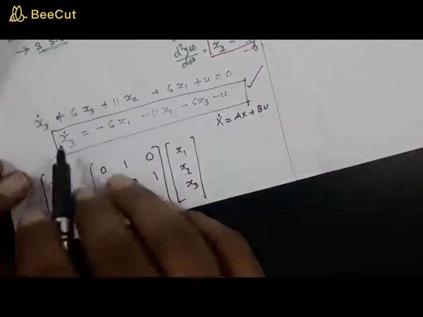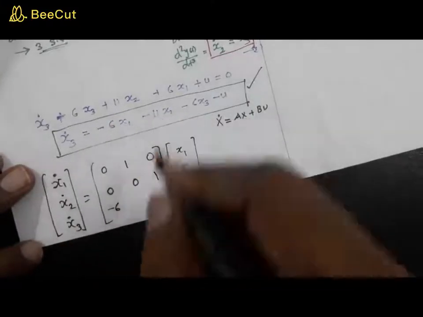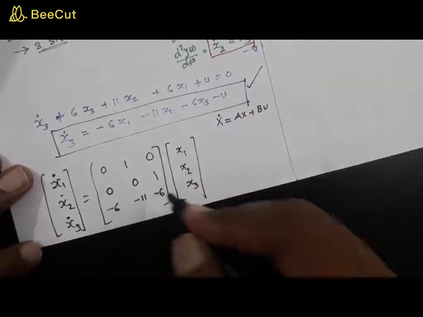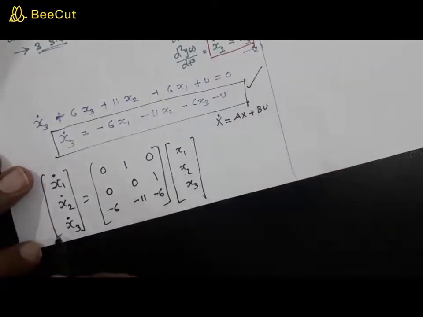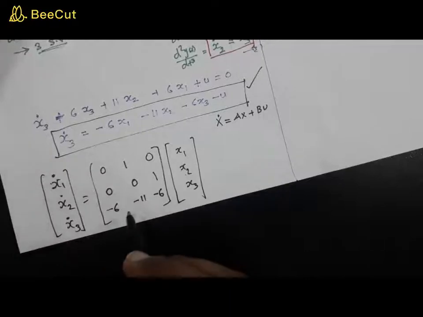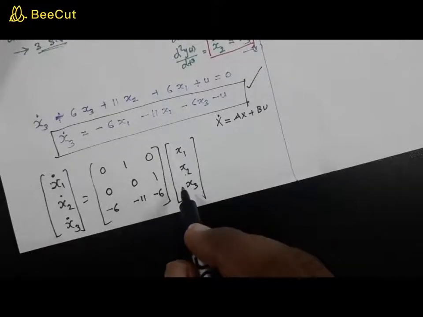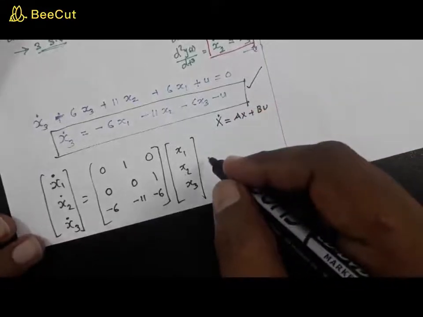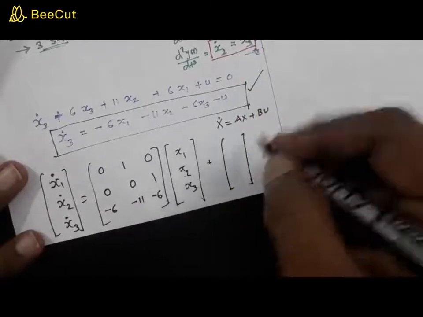Now coming to the third one, x3 dot. x3 dot is actually equal to minus 6 x1. So this is the coefficient of x1. This is the coefficient of x2, that is minus 11. And minus 6 is the coefficient of x3. So when you take the equation, x3 dot is equal to minus 6 into x1 minus 11 into x2 minus 6 into x3, and it is not complete. Again you have a minus u there, so you can represent that as a column matrix again, into u.